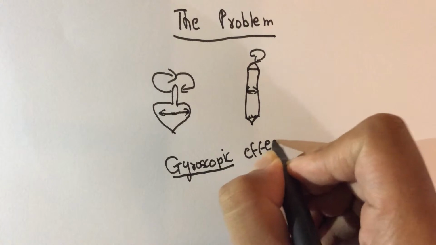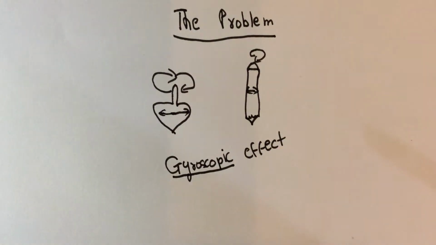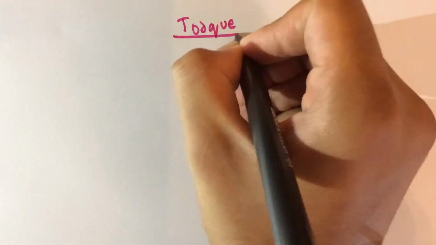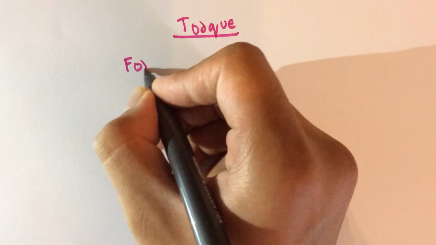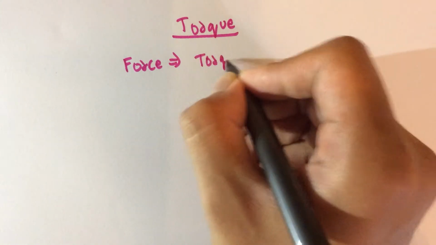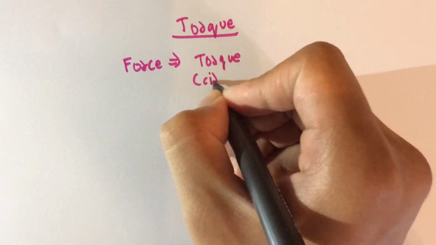But before I talk about the gyroscopic effect, I'd like to speak about torque, which is the basis of the gyroscopic effect. So let's talk about torque. A lot of you will know what torque is, anyway, there are a few things you may not know. Torque is the equivalent of force, but in circular motion.